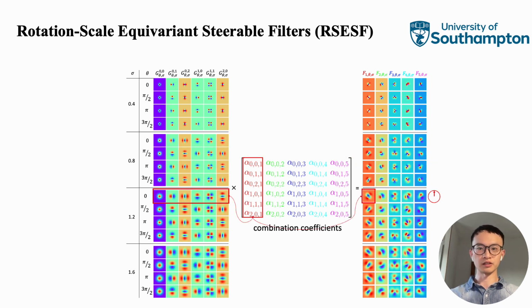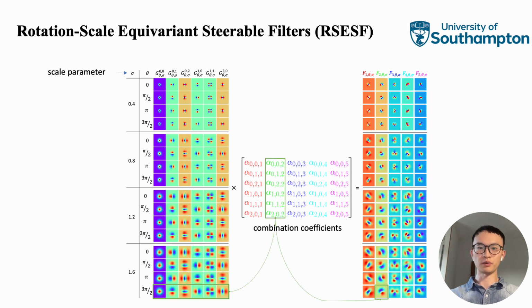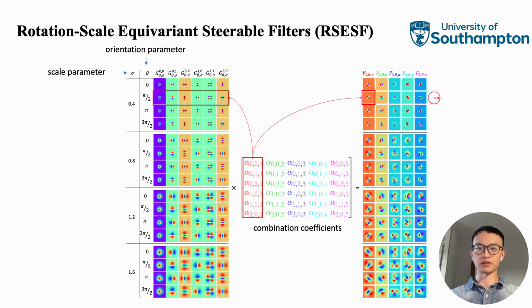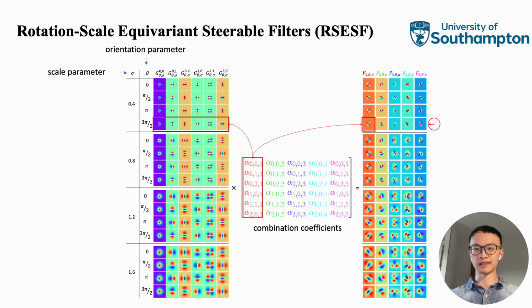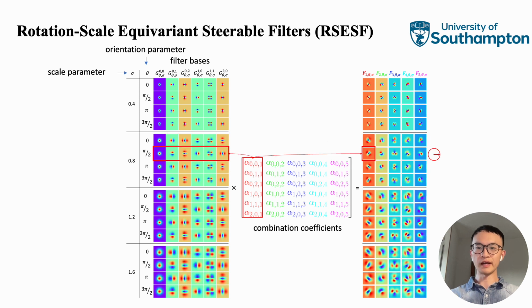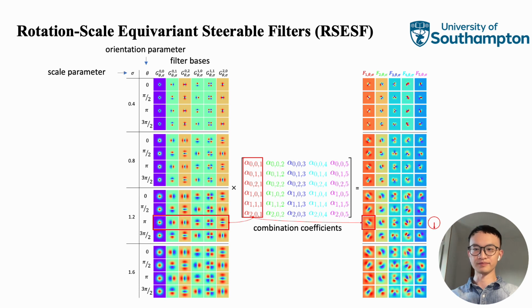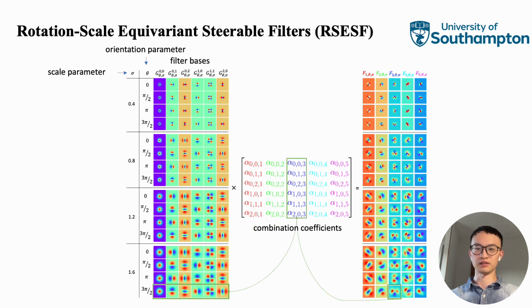This matrix multiplication shows how we construct the equivariant filters. Given a list of scale parameters sigma, a series of orientation parameters theta, and the order of partial derivative of Gaussian filters with respect to x and y directions, we calculate a set of filter bases, which are shown on the left-hand side. Inside of each scale group, filter bases are in the same scale, but are rotated when theta changes.